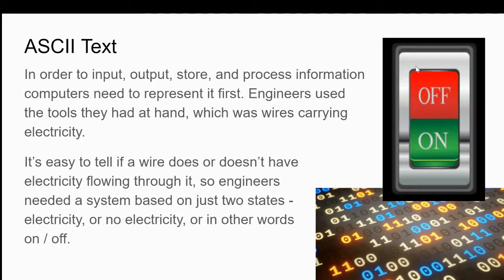ASCII Text. In order to input, output, store, and process information, computers need to represent it first. Engineers used the tools they had at hand, which was wires carrying electricity. It's easy to tell if a wire does or doesn't have electricity flowing through it. So engineers needed a system based on just two states, electricity or no electricity, or in other words, on or off, which then ultimately becomes ones and zeros, which is binary.